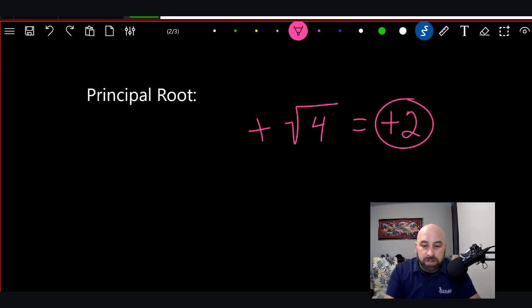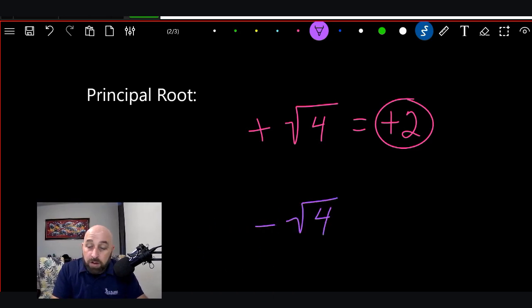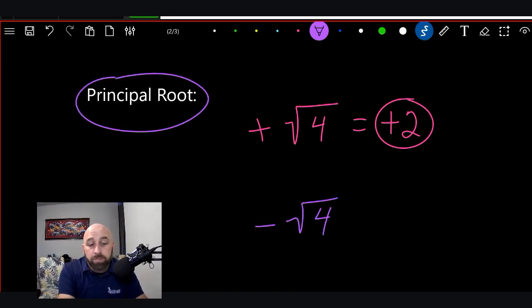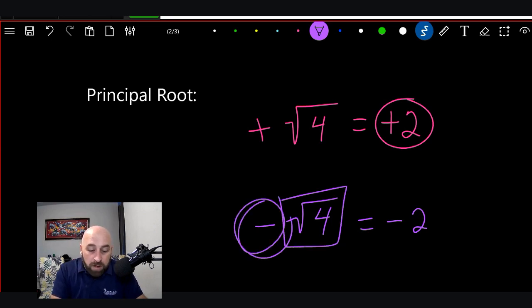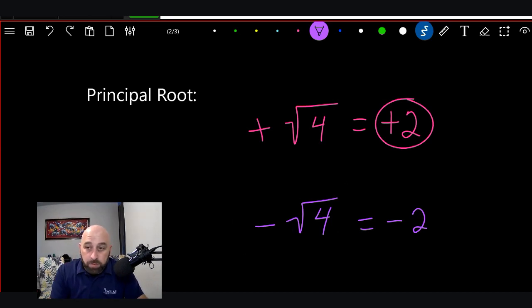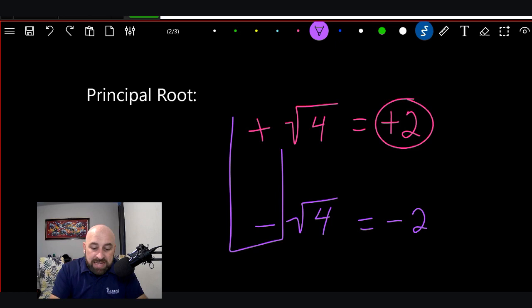Now let me show you something else. What happens when I have a negative square root of 4? Well, my principal root changes now. Now it has to match the sign of the radical. So that's going to mean that my answer is going to be negative 2 on this one. Why? Because I solve this, and then whatever sign is waiting for it out there, that's the sign that it gets. So that's what's called the principal root. All that means is we're going to attach the sign that's attached to the radical.